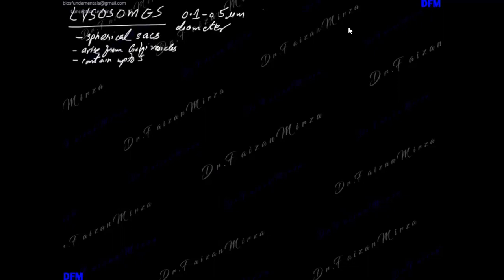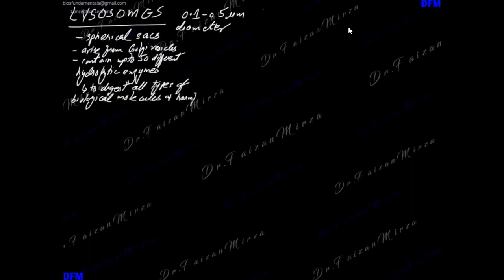And they have up to 50 different hydrolytic enzymes. These include carbohydrases, lipases, DNases, RNases. You can just name the biological molecule and add ase to it, because these lysosomes will have enzymes that can digest these biological molecules. All of them are there inside the lysosomes, inside this vesicle, and they can digest all types of biological molecules presented to them, including harmful chemicals as well.